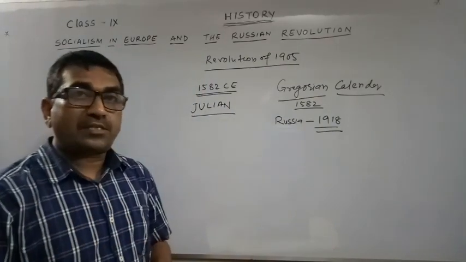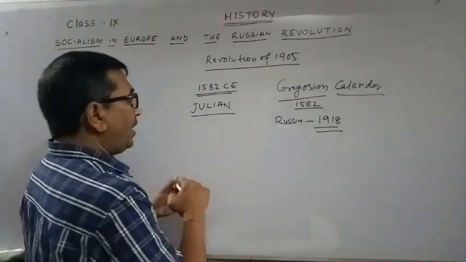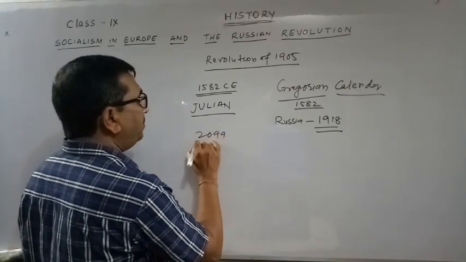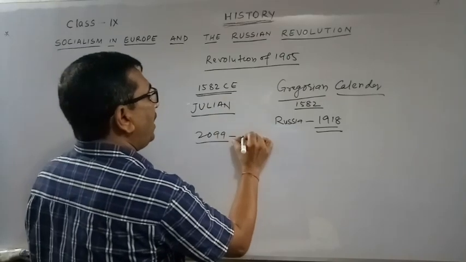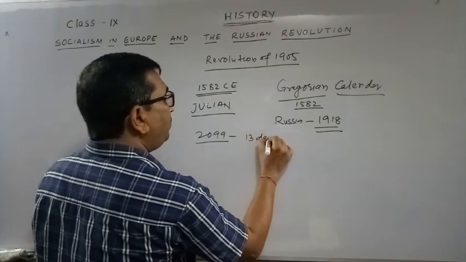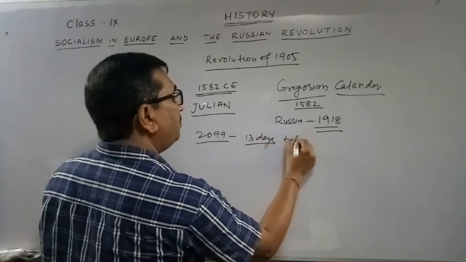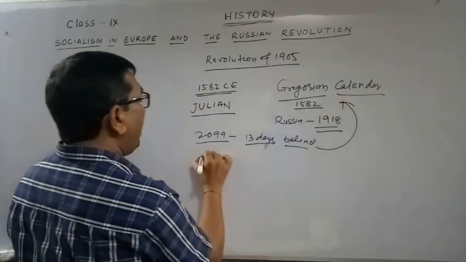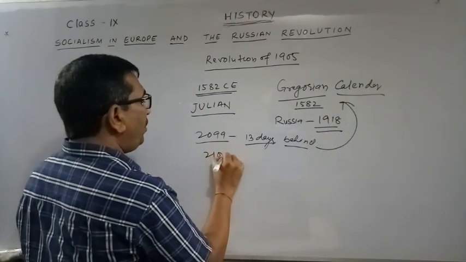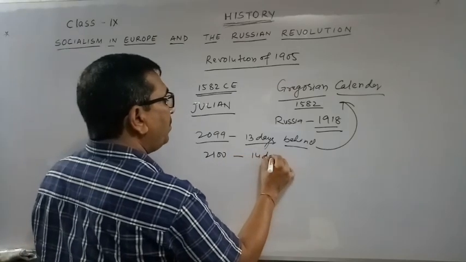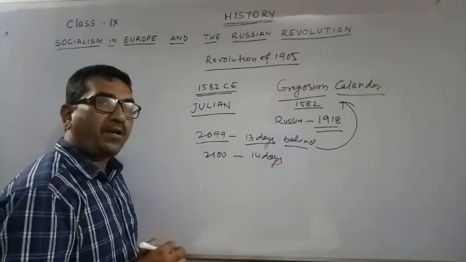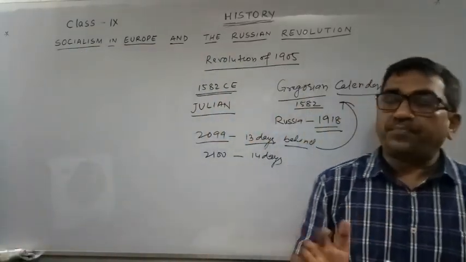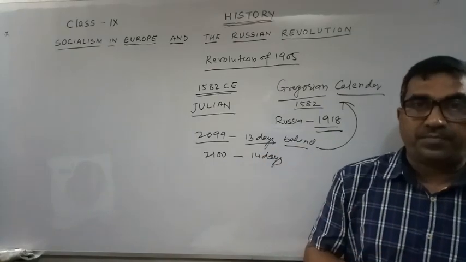These 13 days would remain till 2099. The Julian calendar will be 13 days behind the Gregorian calendar, and for 2100 it would be 14 days, and for another 100 years it will remain as 14 days. But in this century it is 13 days.